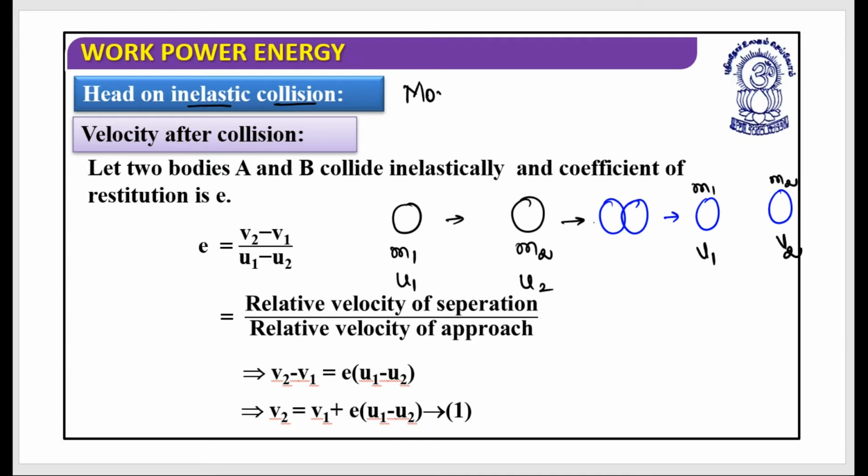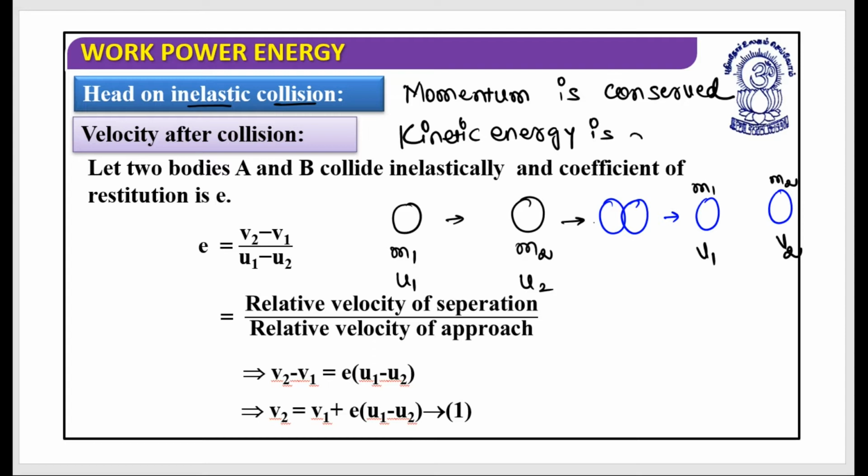When I say inelastic collision, it is for sure that momentum is conserved, but kinetic energy is not going to be conserved. I hope this is clear. Is it clear? So momentum is conserved, but kinetic energy is not conserved. This is the case of the inelastic collision.